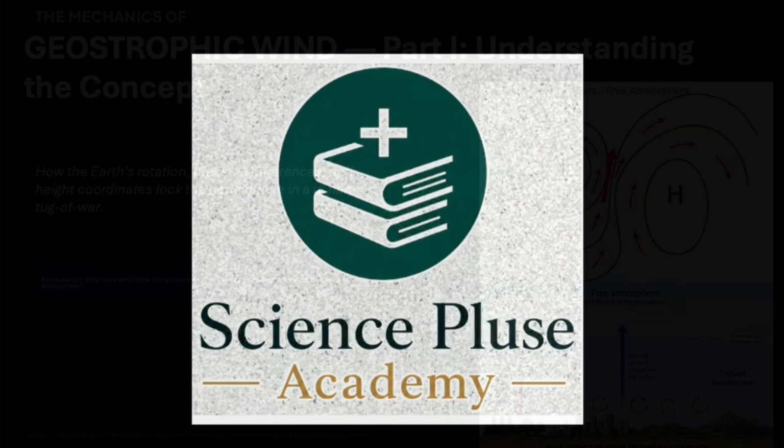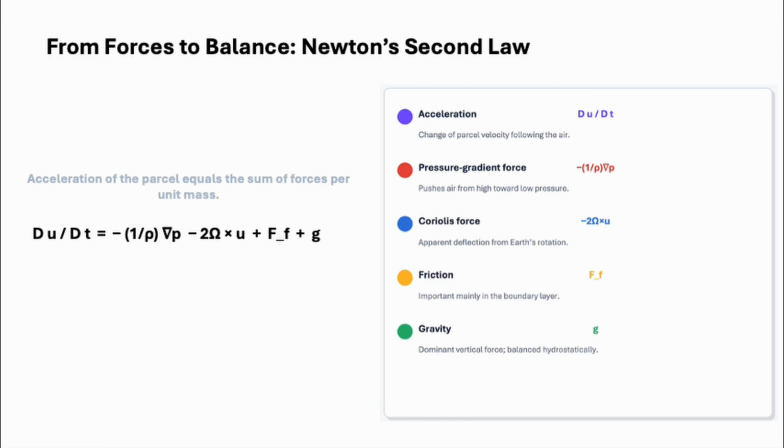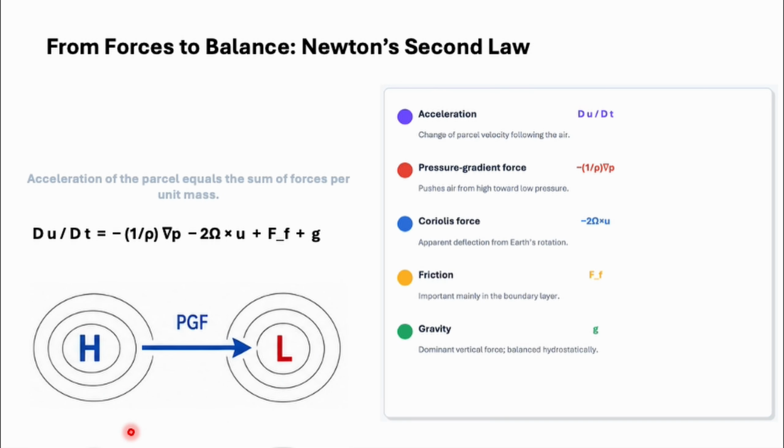of the important physics laws, Newton's law. The air parcel accelerates only if the forces do not balance. The important forces are pressure gradient force, Coriolis force, friction, and gravity. Pressure gradient force pushes air from high pressure toward low pressure.